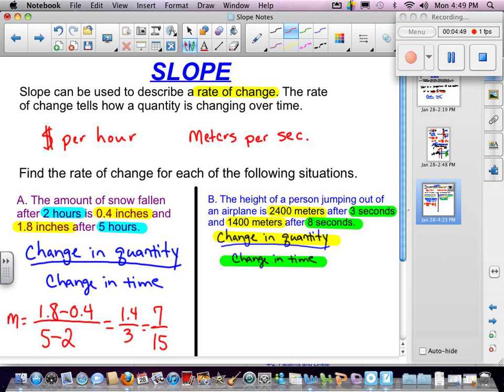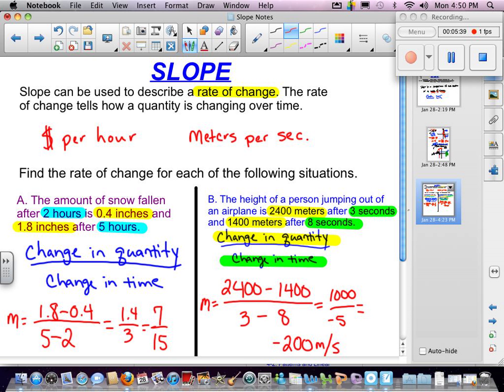If I substitute those values in, I'm going to have 2,400 minus 1,400. And again, this is our slope, because slope and rate of change are the same thing. And then remember, we started with the 2,400, so in that same exact spot we need to put the 3 seconds. So we're going to have 3 minus 8. When we simplify, this is going to be 1,000 divided by -5. And if we divide those two numbers, we should get -200 meters per second.